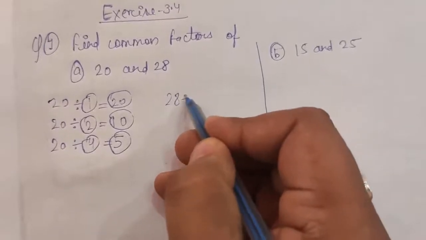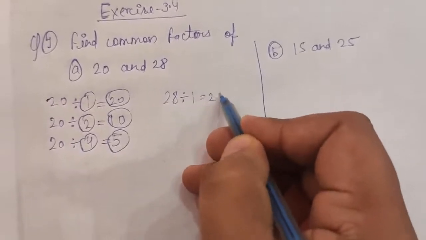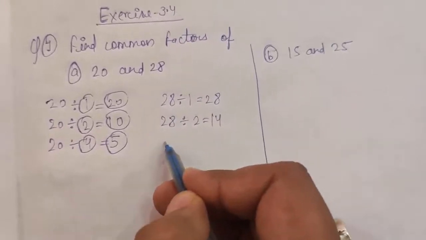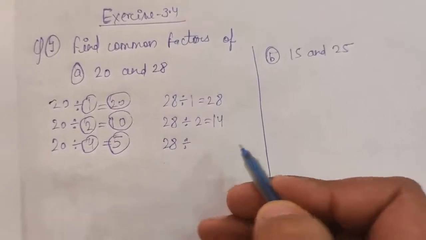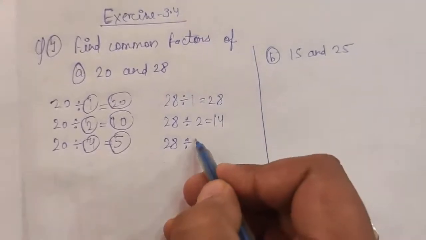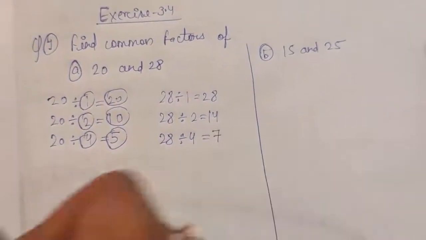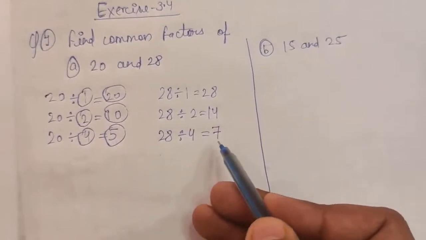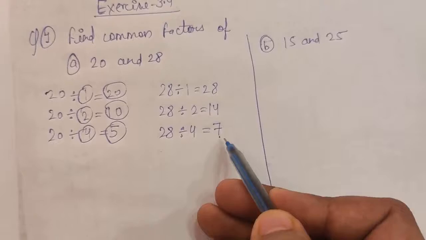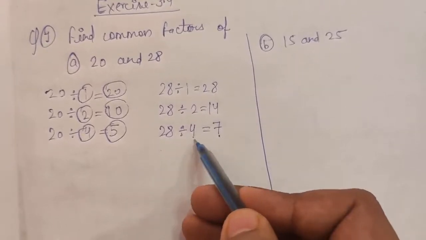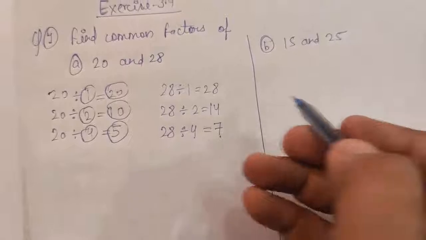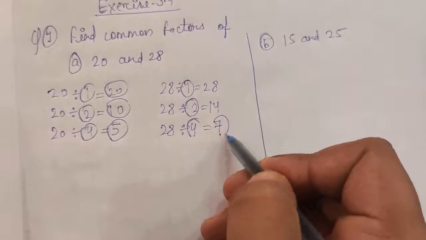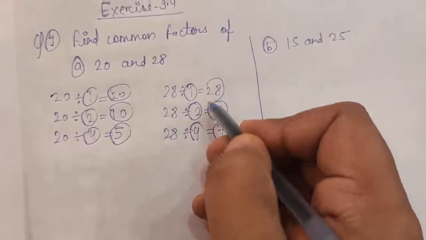And here 28, now we will divide it by 1, then we will get 28. 28 divided by 2, then we will get 14. Then 28 divided by 3, by 3 it is not divisible, so we will divide it by 4, then we will get 7. Now 28 is not divisible by 5, not divisible by 6, and it is divisible by 7. 7 is already here. Means between 4 and 7 there is only 5 and 6, and it is not divisible by 5 and 6. So these are the factors: 1, 2, 4, 7, 14 and 28.